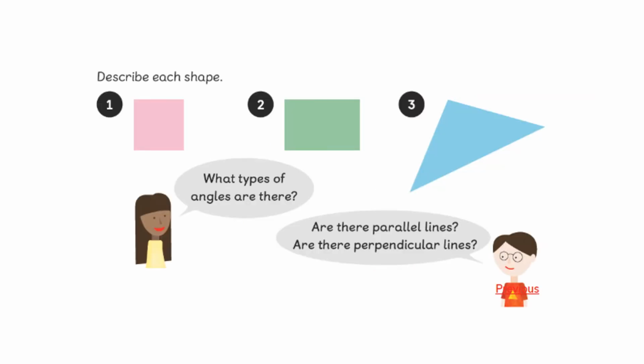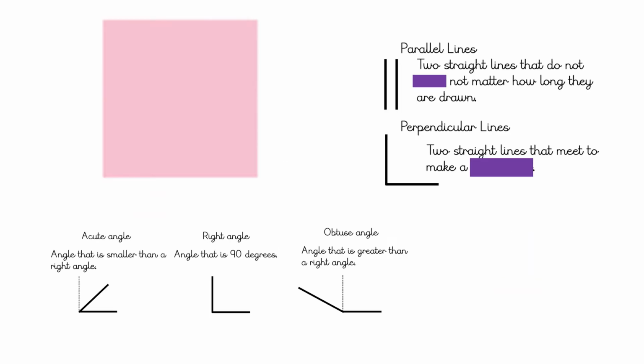Well done, Year 3. Now that we've described the quadrilateral together, I would like you to describe these 3 shapes. Think about what type of angles there are and if you can see any parallel lines or perpendicular lines. Pause the video and describe each shape.